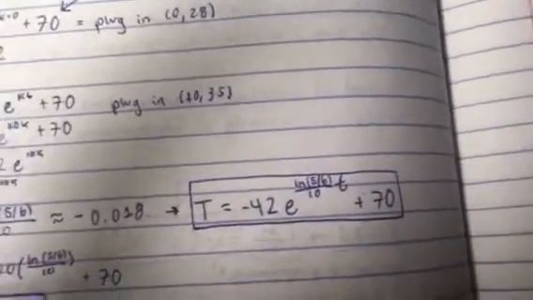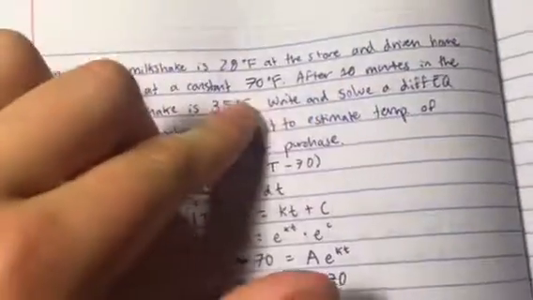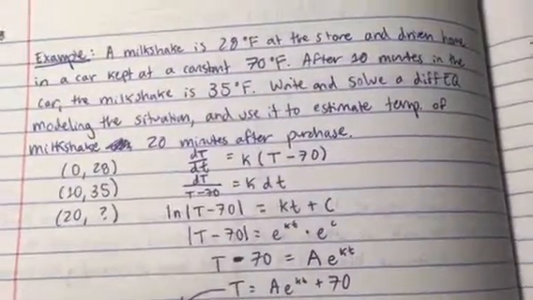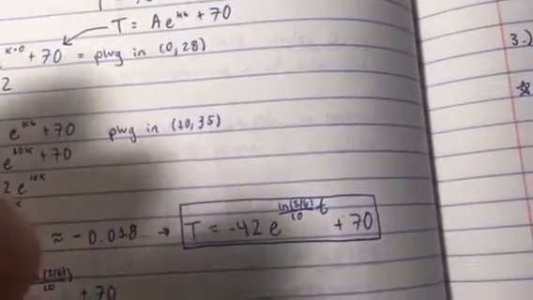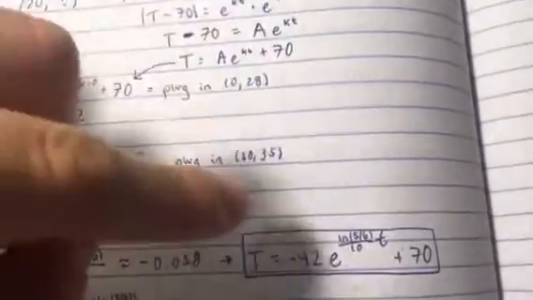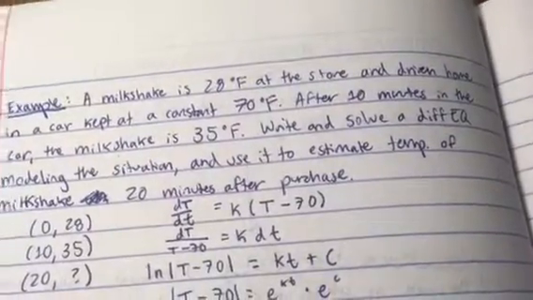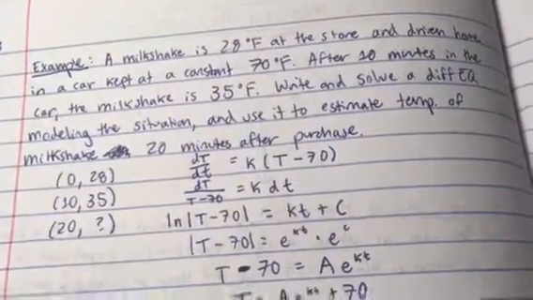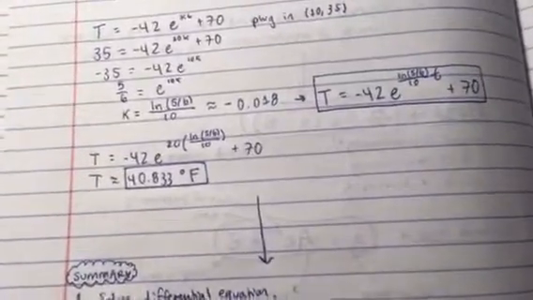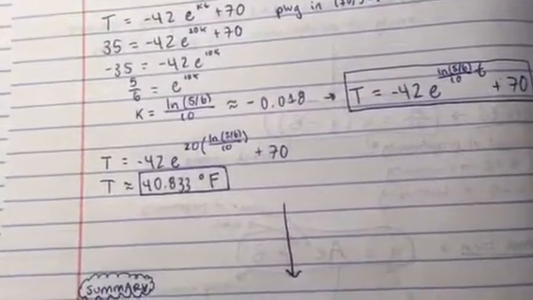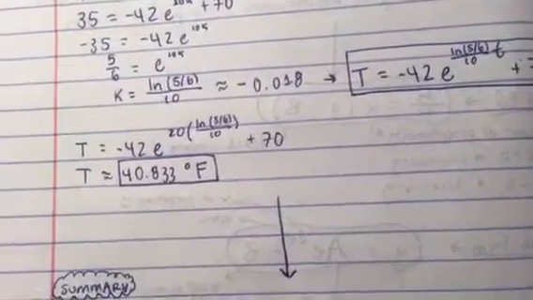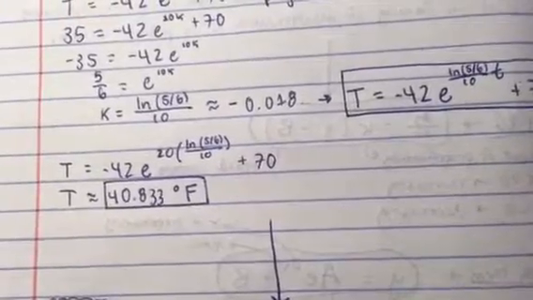And so at this point we're able to answer the first part of the question, which says to write a differential equation modeling the situation. So this is the differential equation, this is the differential equation after we've solved it. So now we're able to use it to estimate the temperature of the milkshake 20 minutes after purchase. So all we have to do now is plug in 20 for the time and find what big T equals, which will be the temperature, which is about 40.833 degrees Fahrenheit.